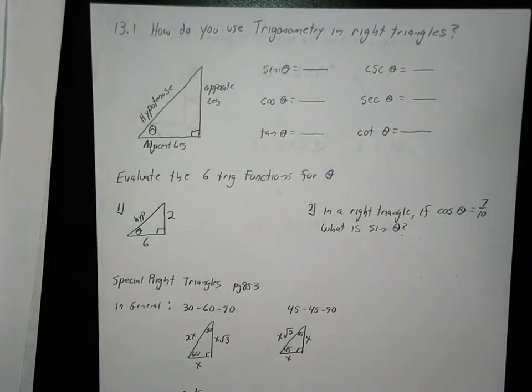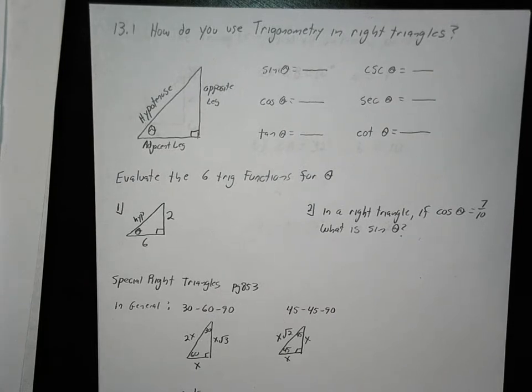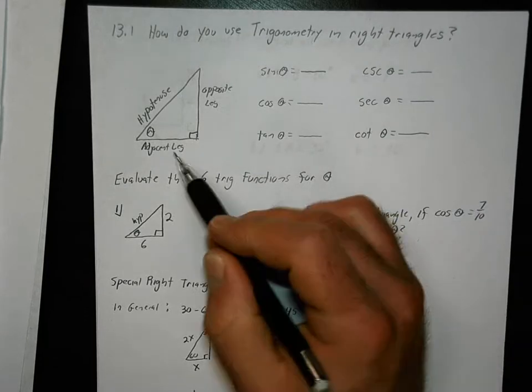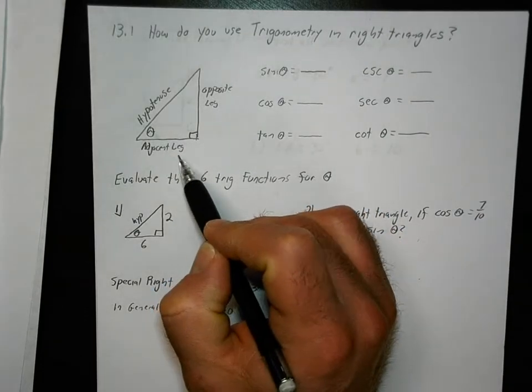Okay, so now we're going to move on to chapter 13, and we're going to get into some trigonometry. Section 1 is how to use trigonometry in right triangles. Some of this you may have seen in geometry a little bit, so hopefully it's a little bit of a review, but then there's some new information. In general, here's our right triangle.